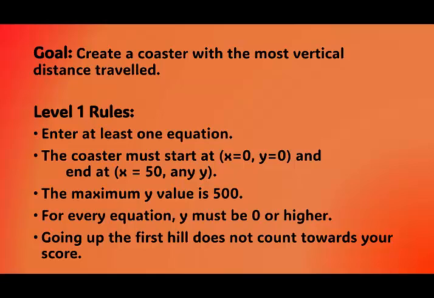For level 1, we have a few rules. You can enter 1 to 3 equations. You must start at the point x equals 0, y equals 0, and you must end at x equals 50. You can't make your roller coaster more than 500 feet tall. You can't build your roller coaster underground. Finally, as your score is calculated, going up the first hill doesn't count towards your total vertical distance.